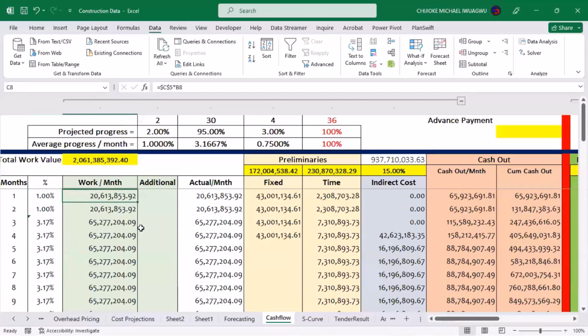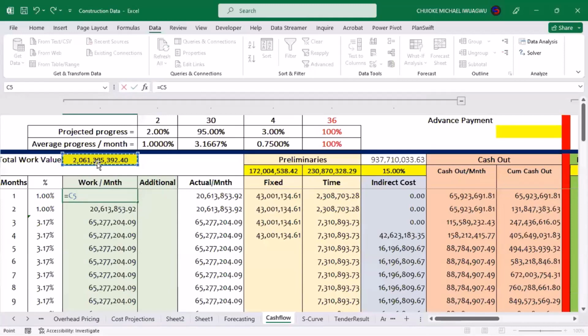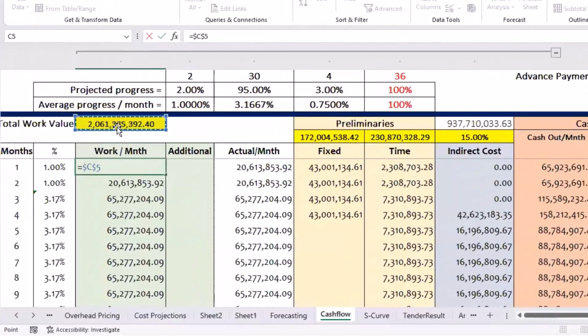Now, I will come down here and I'll say is equal to, this is the cost of my work. Make sure that you fix it by fixing the $ sign, Control F4, or you type F4 so that it will become a $ sign. All right. Now I've fixed it. It simply means that this thing will not move away from the cell where it is now. This will be times 1%. And I'll now press enter. Now it gives me a figure which is 20.613 million naira.